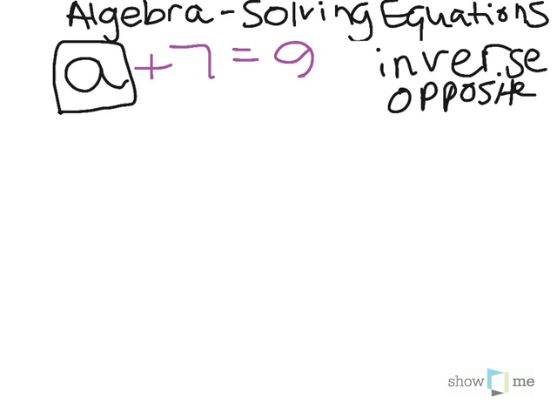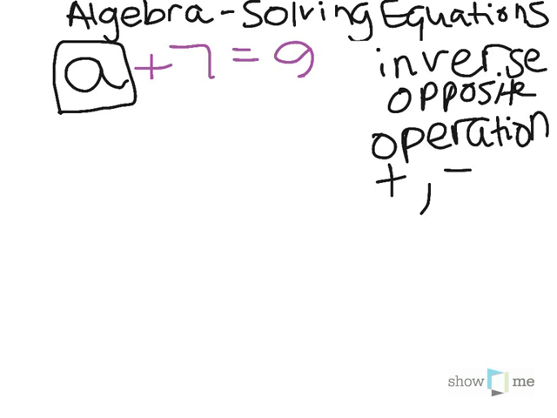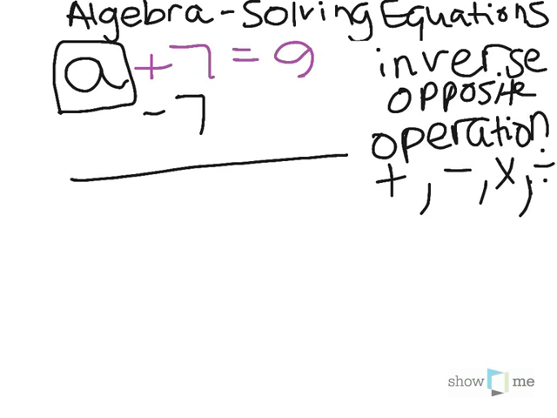So an operation is what you are doing in the math sentence. So you're either adding, subtracting, multiplying, or dividing. In this particular math sentence, we're adding. So the inverse operation would be subtracting. So we would subtract 7. Now, here's the kicker. When I have an algebra equation, if I subtract 7 from one side of this equal sign, I must do it to the other side of the equal sign.